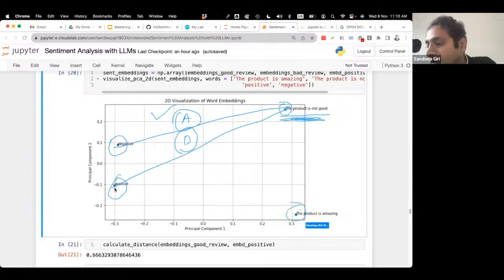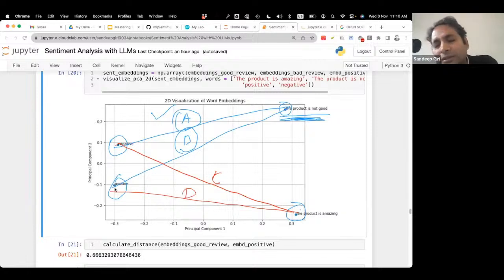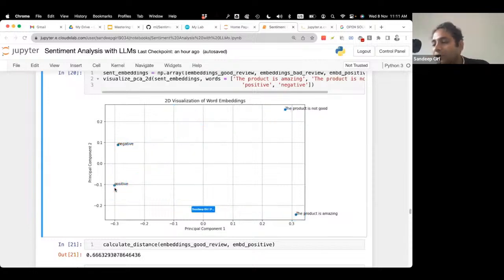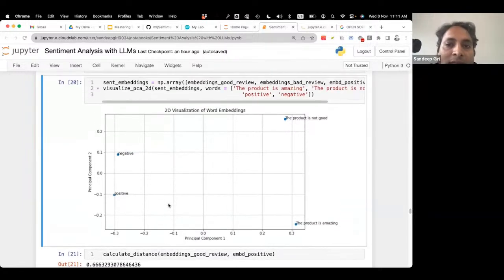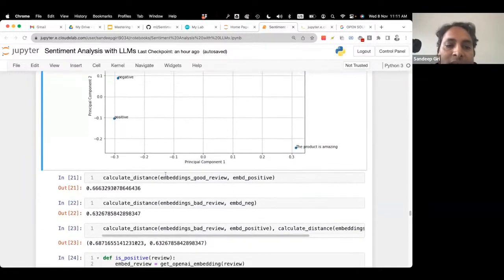Similarly here, you can see this distance and this distance, right? Which one is closer, C or D? Okay. So that means it is a positive review, correct? So now let me move ahead here.